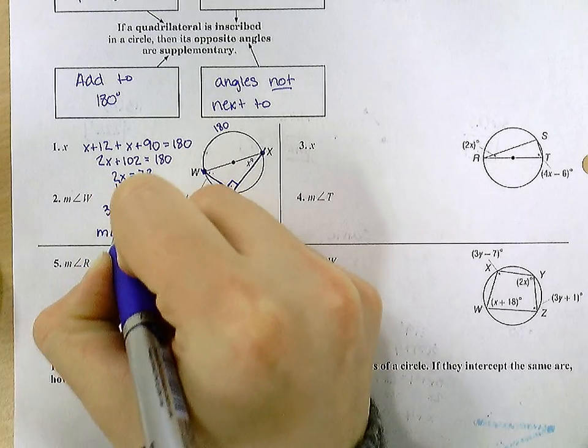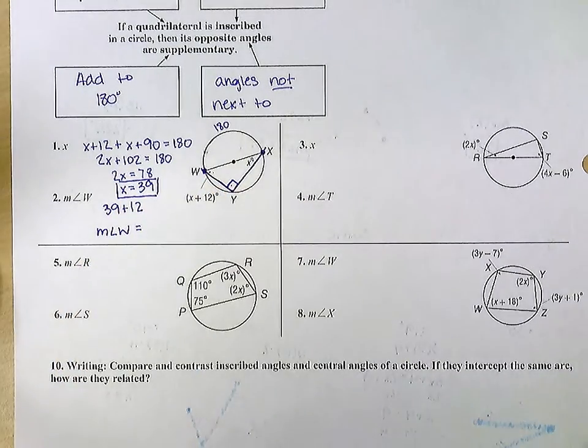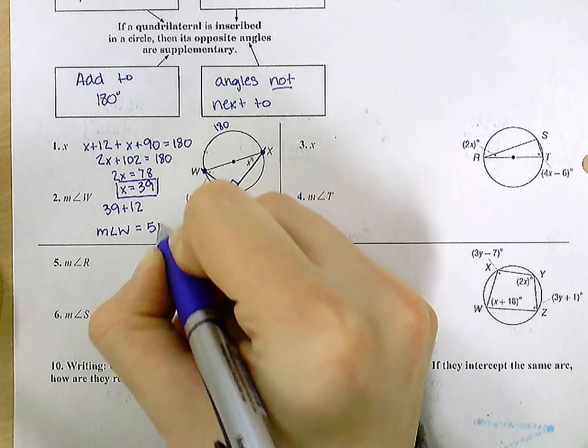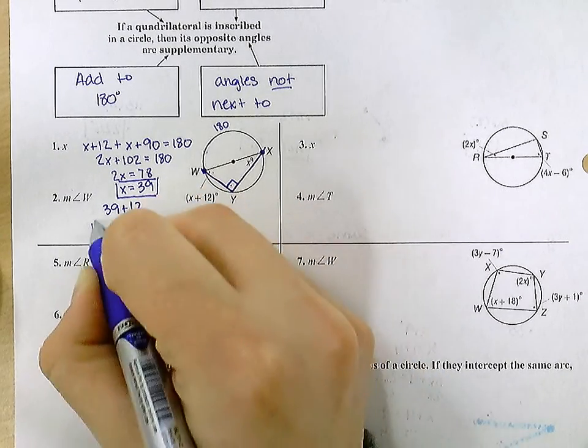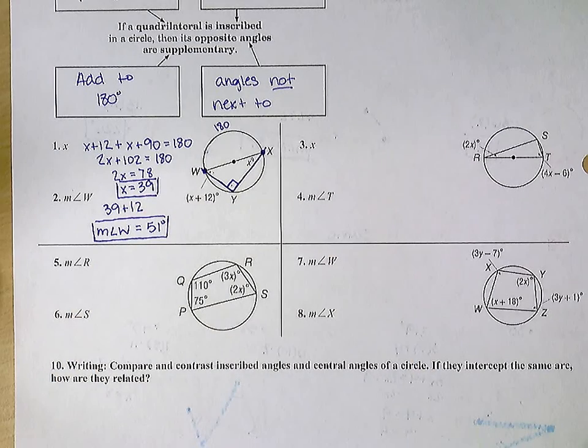So the measure of angle W is equal to 51 degrees. Okay, so when you see problems like this, you do want to try and find that intercepted arc of an inscribed angle. You want to always look for those because then you can find out what that angle measure is. Just take that intercepted arc, divide it by 2.